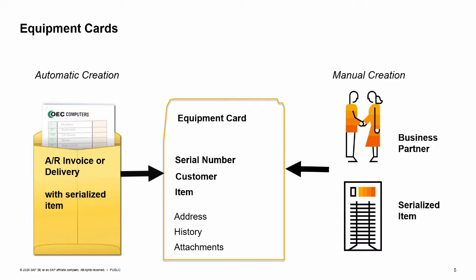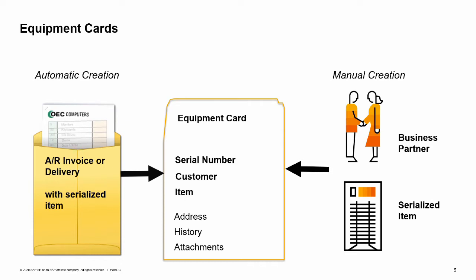Equipment cards store information about specific items, identified by a serial number, that are located at the customer site and may need services. Besides the basic information on the serial number, customer, and item, the card also includes an address, history for the item, including service calls, contracts, sales data and transactions, and any attachments. Equipment cards can be created automatically or manually.